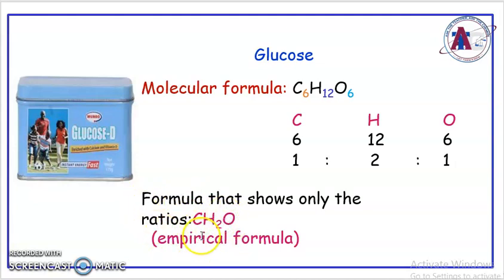CH2O. This formula shows only the ratio. Now, if you look at the molecular formula, you find that it is like multiplying this empirical formula by 6, right? If you multiply the whole empirical formula by 6, you have C6H12O6. So molecular formula is a multiple of empirical formula. That is, numerous empirical formulas will give you the molecular formula. Do you understand?